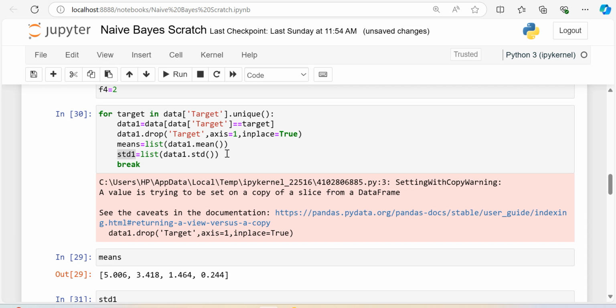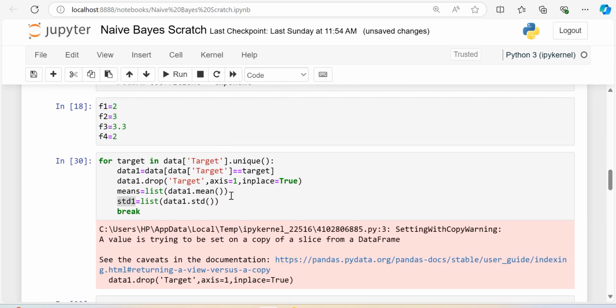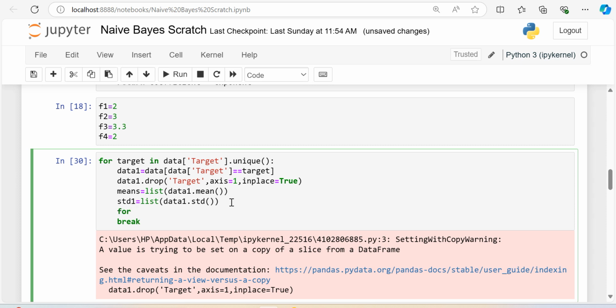Now I need to calculate the probability. So I'm writing another loop here for i comma j. I'm just writing a simple program so anyone can understand this. Maybe we can improve this program, but I'm writing it in a simple way so everyone is able to understand. I can avoid this loop, but anyway I'm writing it, and I'm taking both the lists, mean and standard deviation. So I'm running a parallel loop for two lists.